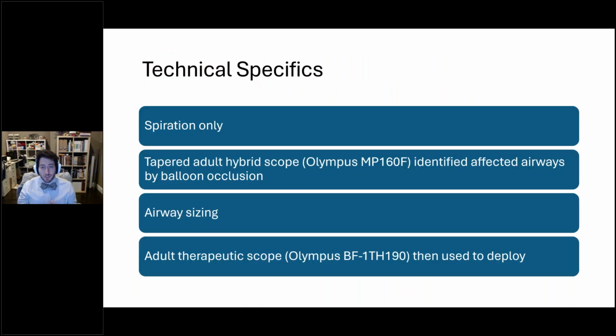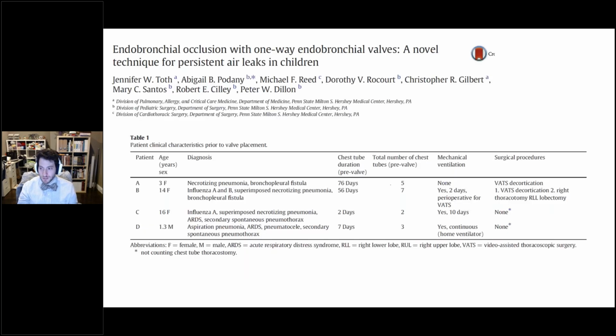Now, some of the technical specifics that she goes through are steps that we're all particularly familiar with. They're all inspiration because of the FDA compassionate use exemption. They use the tapered Olympus hybrid scope, the 160F, and I do think it's important to be mindful of which scopes you're going in with these patients. They use that to identify the airway of interest. They occluded the airway with the sizing balloon, and then and only then did they try and use, if they could, the adult therapeutic scope to deploy. Now, just from what we're seeing here, there are some challenges that come to mind, and you can take a look.